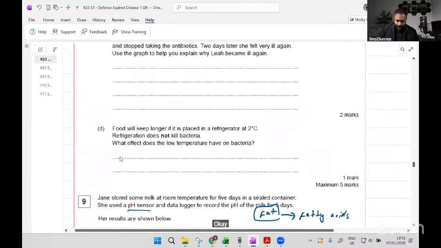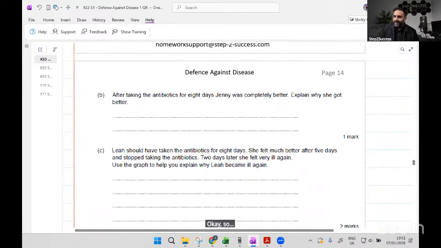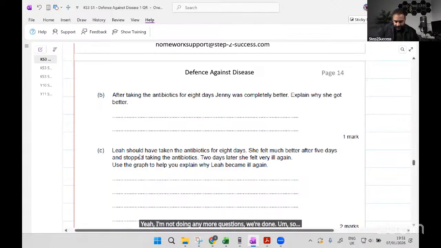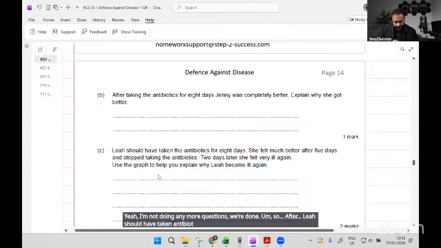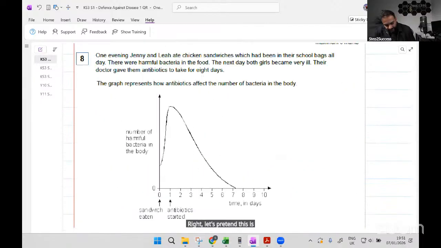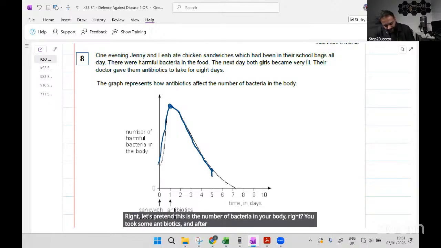Okay, so this question basically says, I'm not doing any more questions after this. We're done. Leah should have taken antibiotics for 8 days. She felt much better after 5 days and stopped taking antibiotics. 2 days later, she felt very ill again. Use the graph to explain why. So look, let's pretend this is the number of bacteria in your body. You took some antibiotics, and after 5 days, you started feeling better.